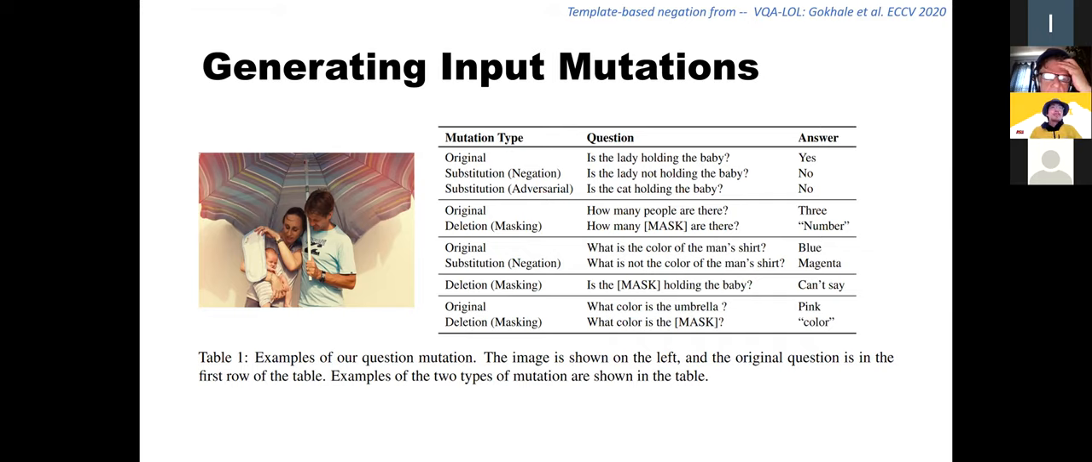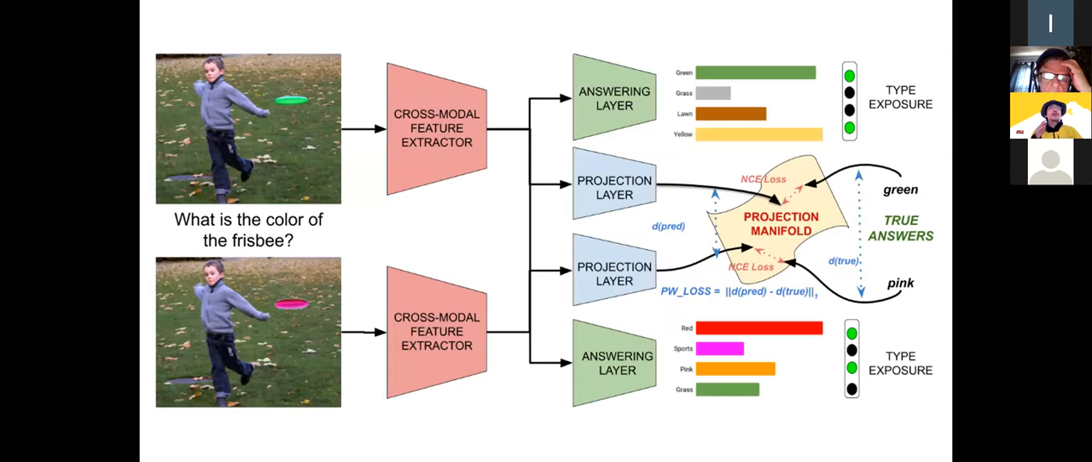Now, augmenting the data is one thing. How to use the insight of the augmented data to constrain the training of the model is the next question we ask ourselves. In this specific work, we come up with a training framework that we use to train models with mutant samples. We perform experiments with two cross-modal feature extractors and extract features for both the original input and the mutant input.